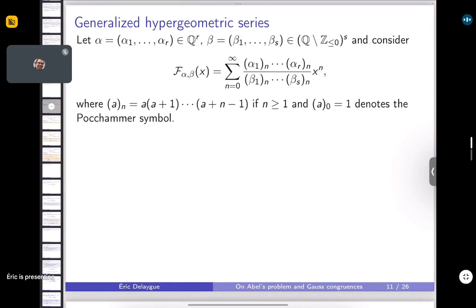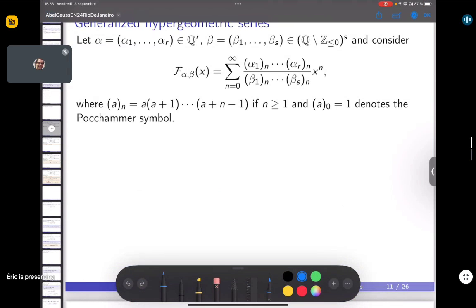Okay. So this is not the conventional writing for generalized hypergeometric series. You will often see in the literature things like this with a factorial n there. But in fact, if you choose one of the alpha i to be 1, it will cancel the n factorial, and so this is an equivalent formulation.